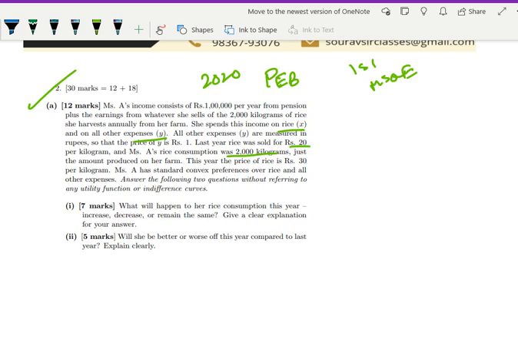Miss A has standard convex preferences over rice and all other expenses. So we have to answer the following. Without referring to any utility function or indifference curve, what will happen to her rice consumption this year? Will it increase, decrease or remain the same? We have to give a clear explanation for the same, and will she be better off or worse off this year compared to last year?